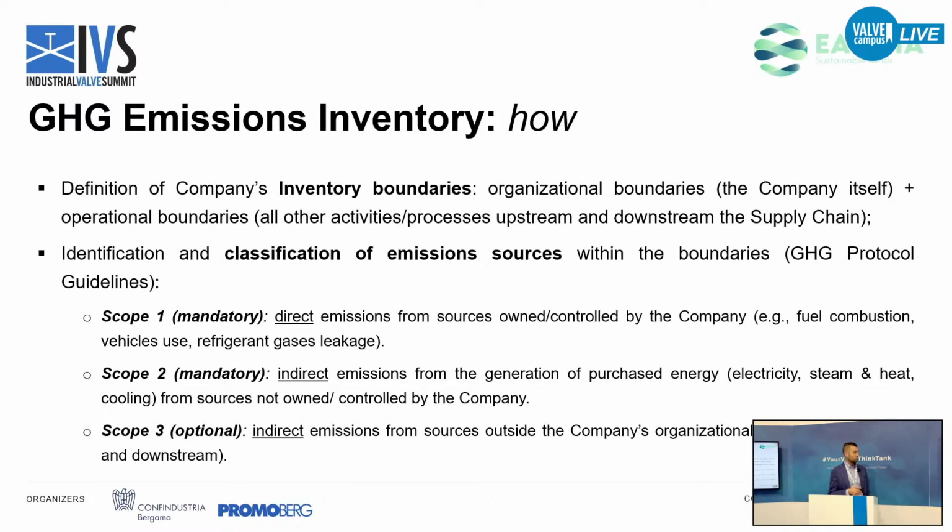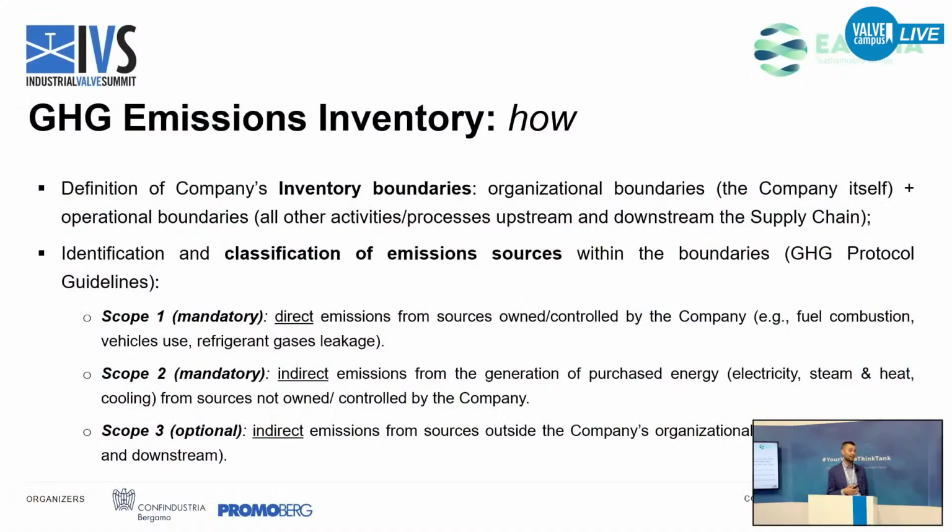How is the greenhouse gases emissions inventory performed? As we can see there, we have to follow different steps. The first is the definition of the company's inventory boundaries. So we have to define what we want to include in the analysis and what we want to exclude, by taking into account the organizational boundaries, so the physical boundaries of the company itself, and the operational boundaries. That means all other activities and processes that occur both upstream and downstream in the supply chain.